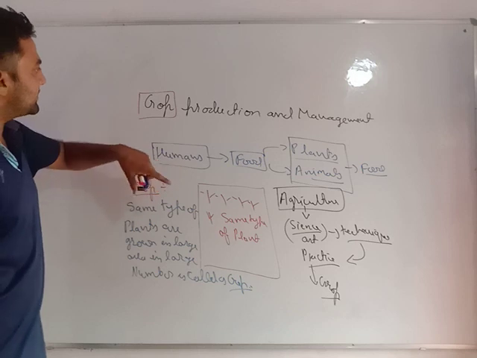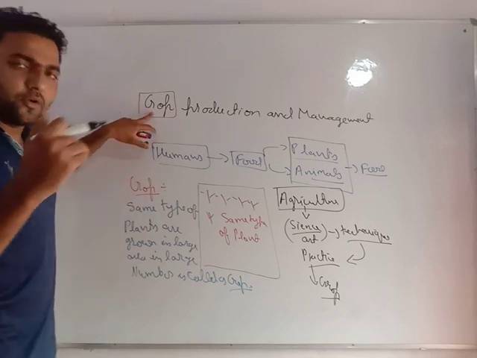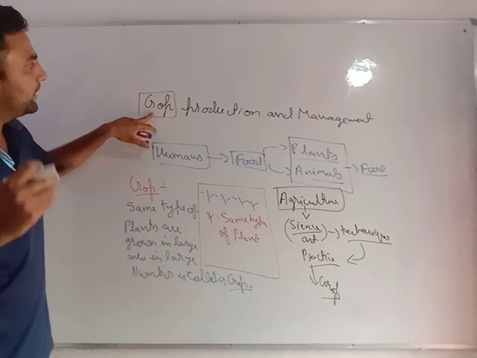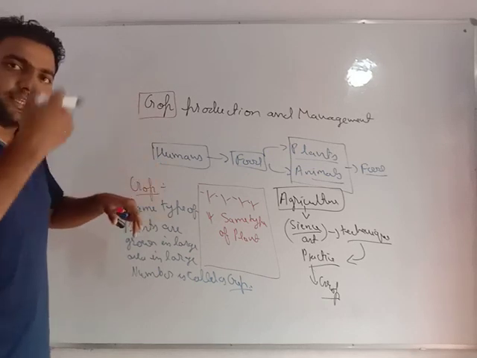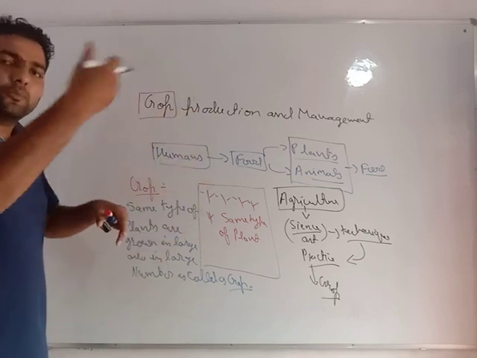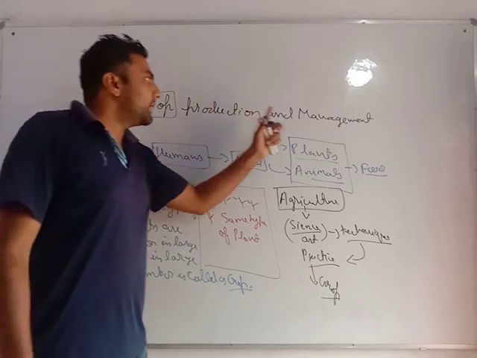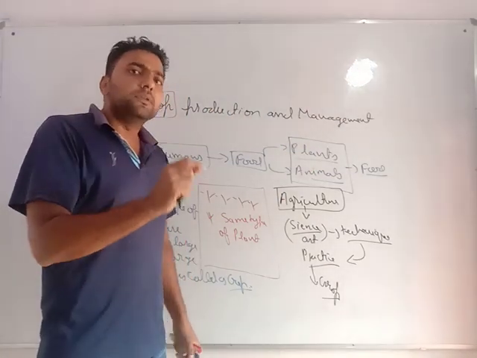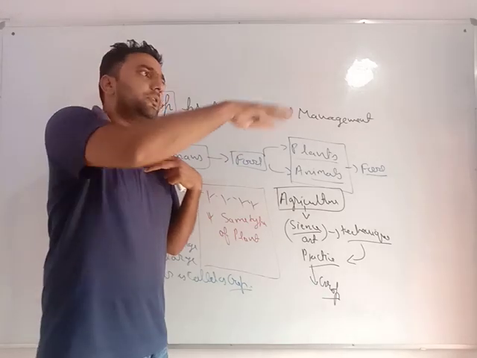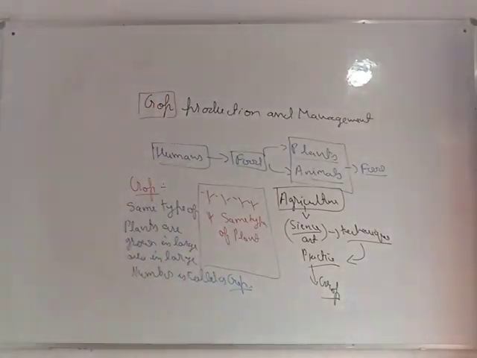So in this chapter, we will be going through how to grow a crop, okay? And after a crop has been grown, how to get maximum production or maximum output from that? And after getting the output, what next management things we need to do so that that food is along with us and it goes to each and every human. Okay, so this is the basic concept of our chapter.